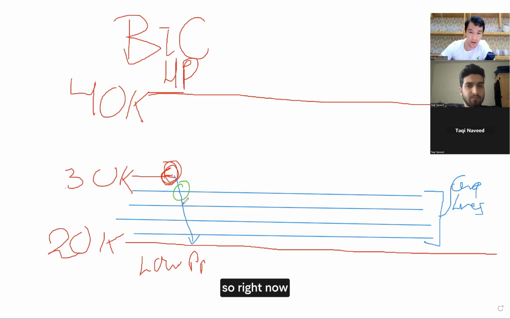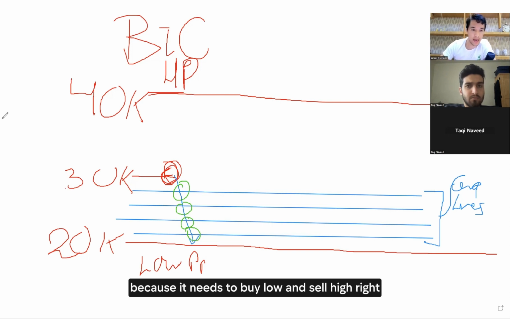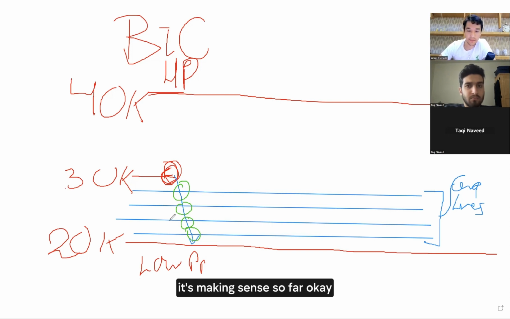So right now, Bitcoin is dropping in price. Cool. The bot is making buy orders because it needs to buy low and sell high, right? Is it making sense so far?